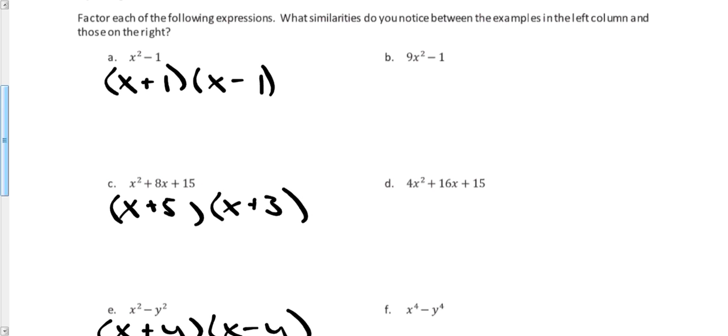So, what do we call this? Thank you, Jesse. And how does difference of squares factor? Square root of the first, and square root of the first, right? Plus 1, square root of the second, and minus square root of the second. Very good.